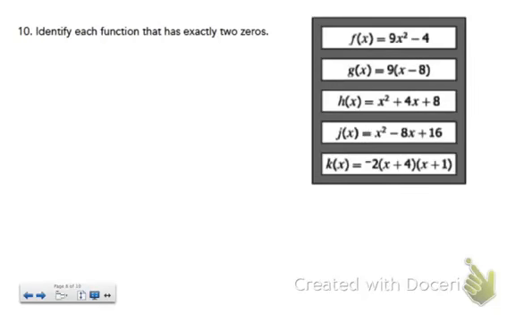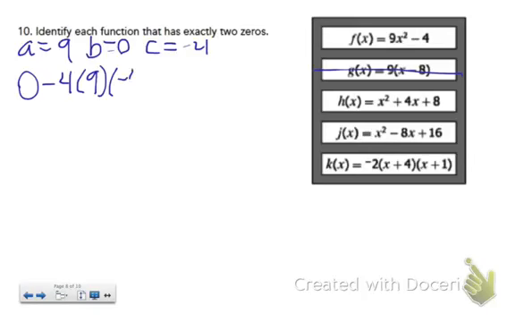So, first of all, I know it's not g of x, because g of x is going to be a line, and that is only going to have one x-intercept. So then I can do f of x. A is 9. B is 0, because there is no b of x term. And c is negative 4. So then I can plug it in. 0 squared is 0, minus 4 times 9 times negative 4. Negative 4 times negative 4 is positive 16, and 16 times 9 is definitely greater than 0. So we know that that is going to have two solutions. So I would click that one.